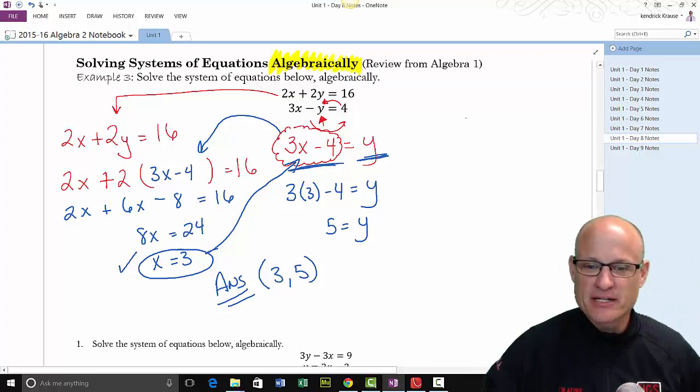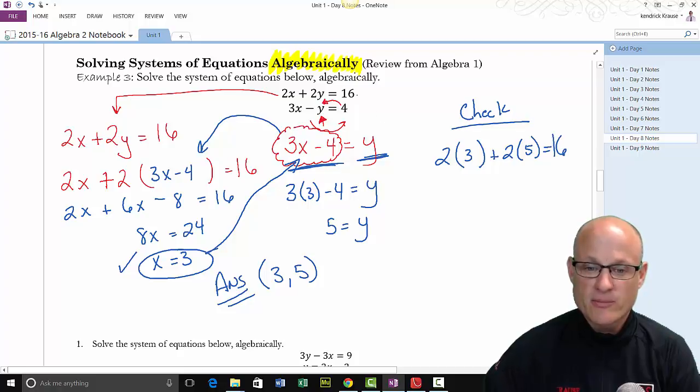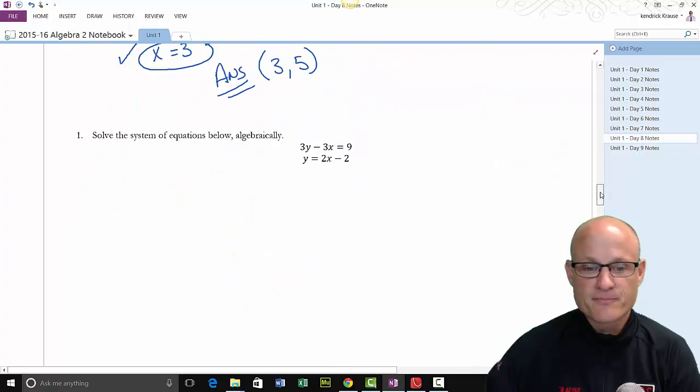That's hot, but I like to check my answers because I am a checking fiend. And earlier I made a mistake, which was quite embarrassing. So instead of 2x, I'm going to write 2 times 3 plus, instead of 2y, I'm going to write 2 times 5 because those are the x and y values. And I'm hoping this turns out to be 16. Notice I'm checking it in this equation. And if you do that, you get 16 equals 16. You smile, you get all happy.